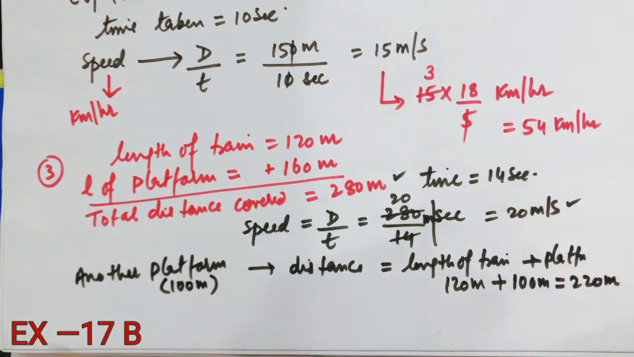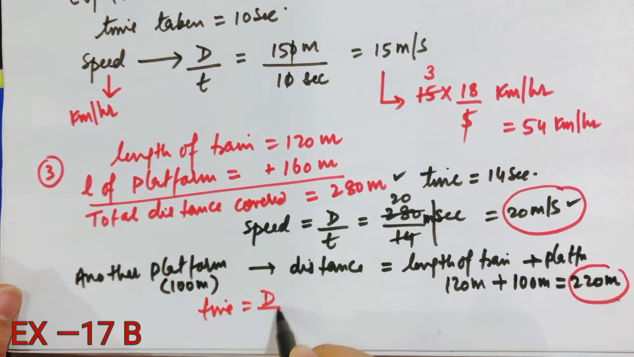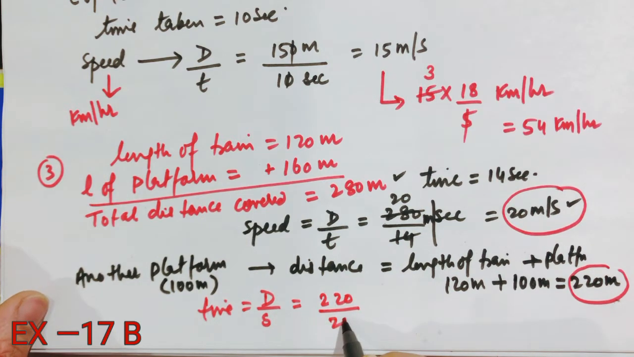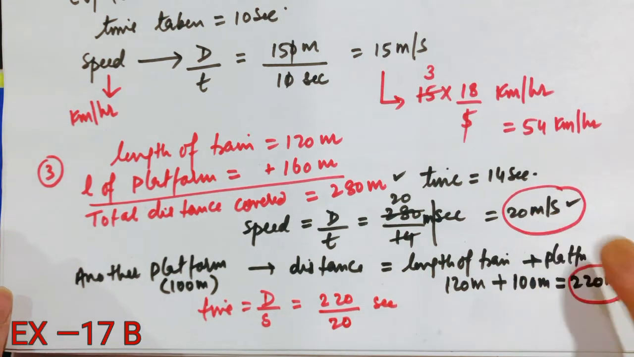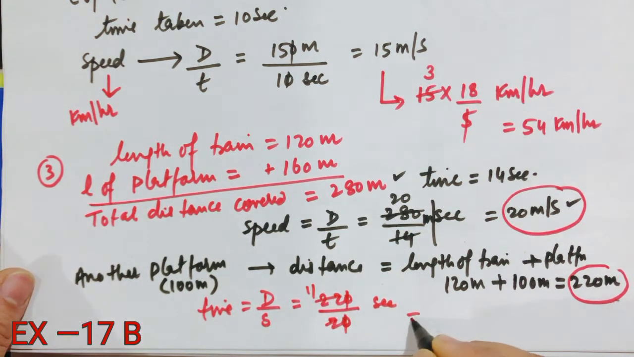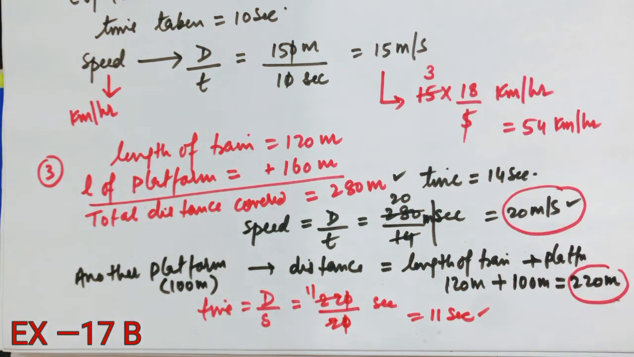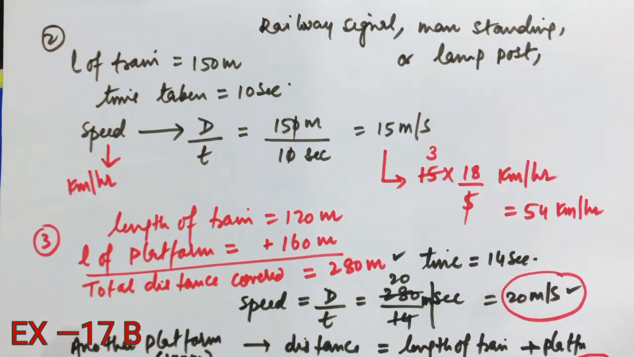And you already know the speed, and you have the distance also. So can't you find the time? So time will be equal to your distance by speed. Distance, how much? 220 meter by 20 meter per second will be equal to 220 by 20 seconds. Time will be in seconds, meter per second, and meter cancels, leaving seconds. Look here, 11 times, is equal to 11 seconds will be the time taken by the train in order to cross this 100 meter platform. Okay, move ahead.